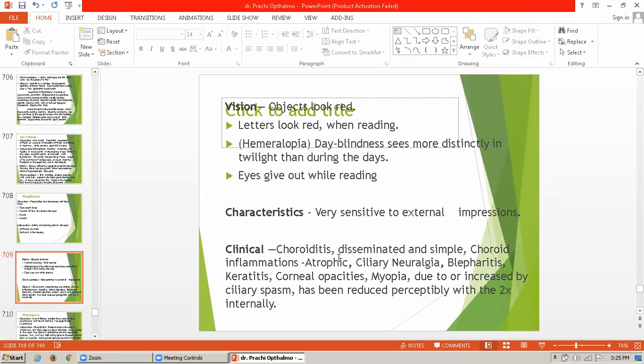Clinically, there is choroiditis, disseminated and simple type, then atrophic choroid inflammation with ciliary neuralgia, blepharitis, keratitis, corneal opacities, and myopia due to or increased by ciliary spasm. It has been reduced perceptibly with the 2x potency.